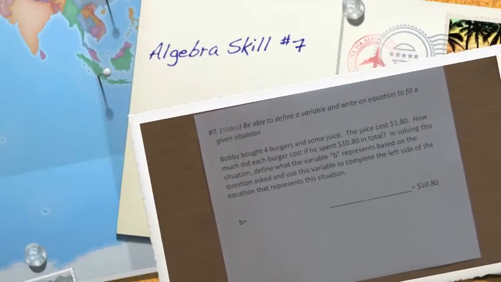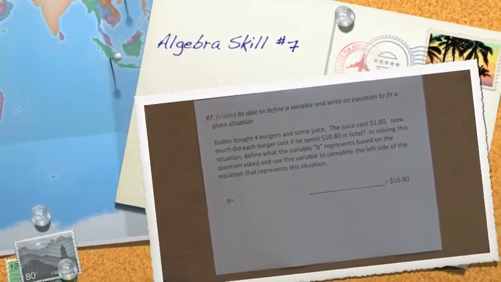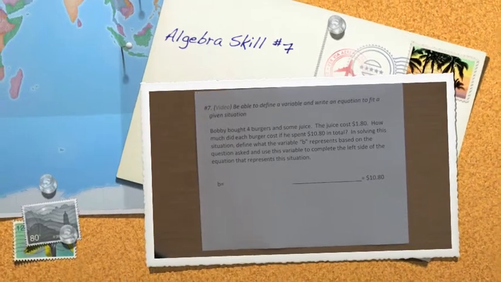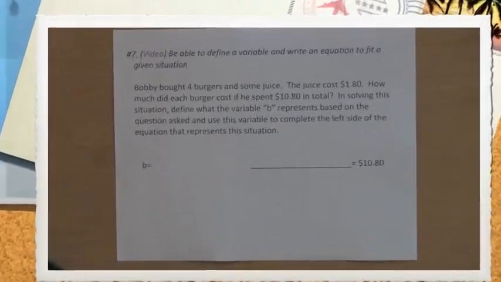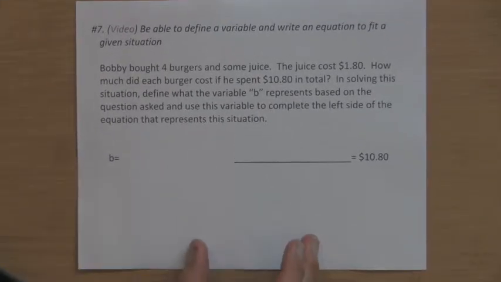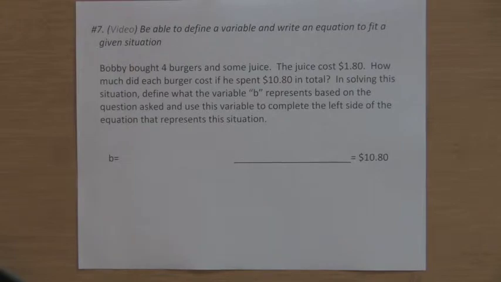All right, skill number 7. You have to define the variable and write an equation that fits the situation. Here's a situation for this problem. Bobby bought 4 burgers and some juice. The juice cost $1.80. How much did each burger cost if he spent $10.80 in total?